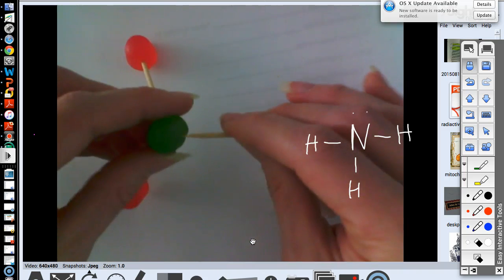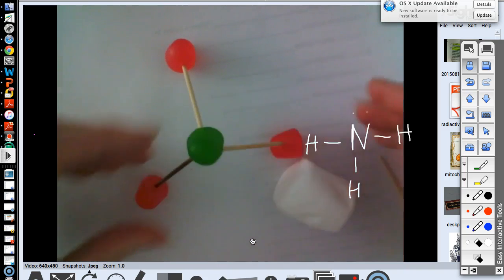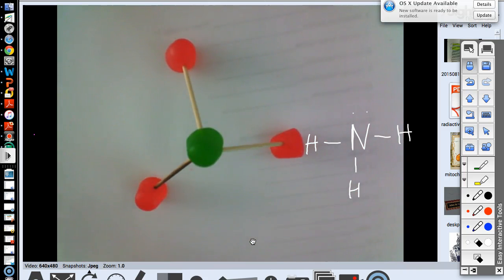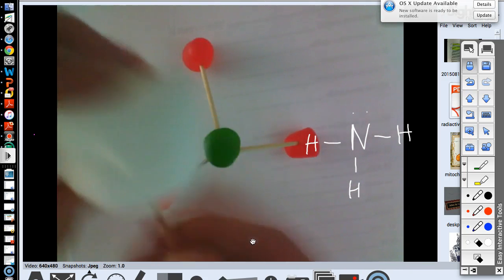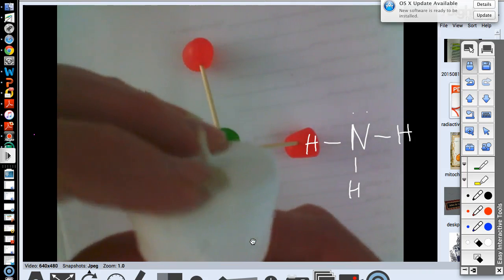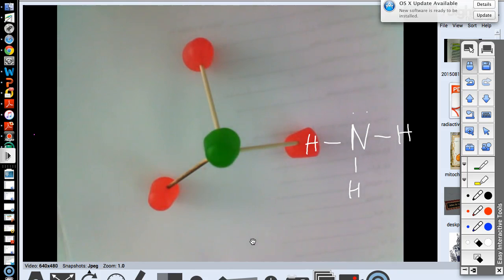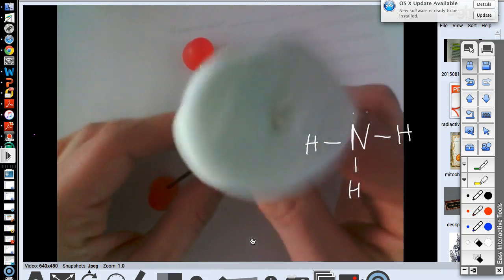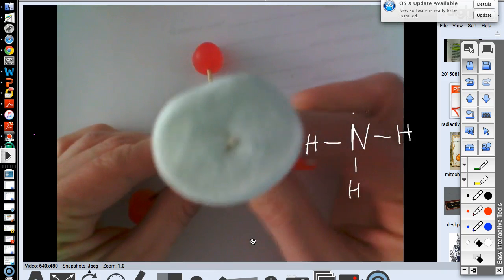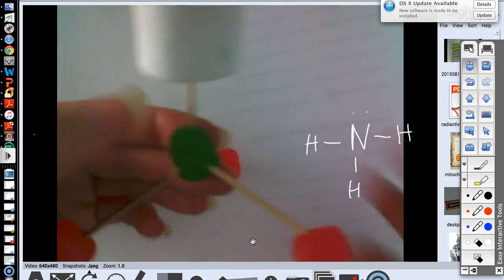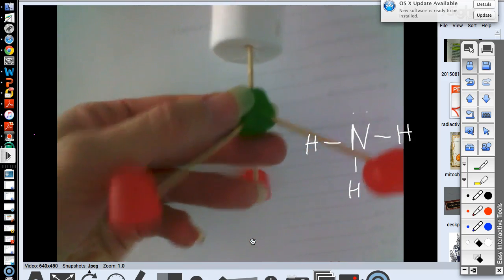So make your little tripod, and then your lone pair. I'm gonna stick the toothpick all the way through it. So this is really cute, I think. Look at that. Okay.